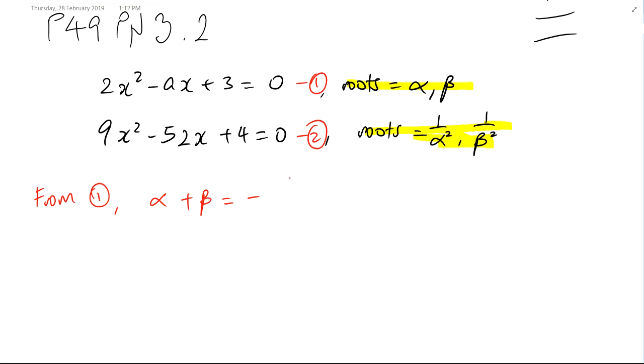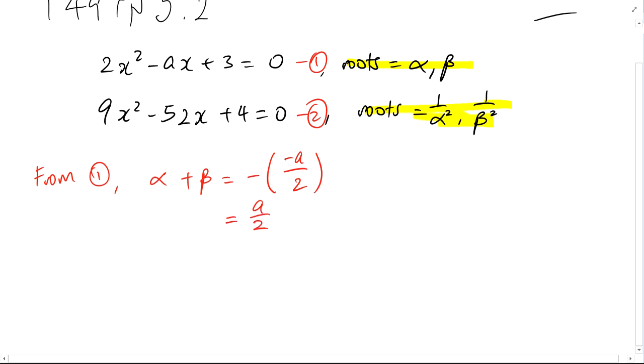So be very careful. Negative of negative a over 2. So alpha plus beta equals a over 2. Now, what about the product of roots, alpha beta? It is 3 over 2. Okay, now from equation number 2, sum of roots.